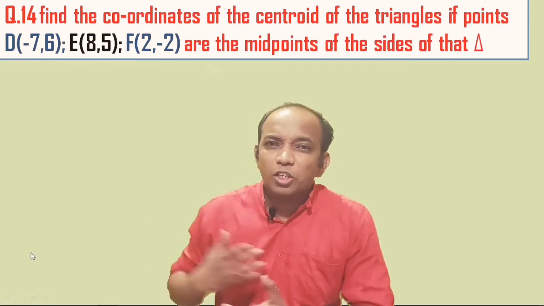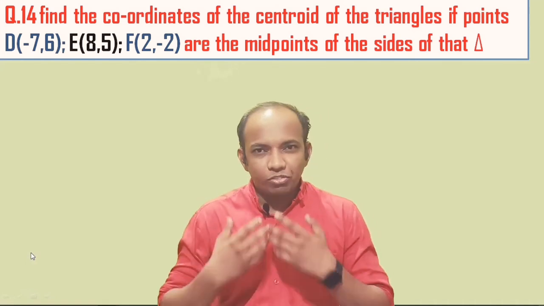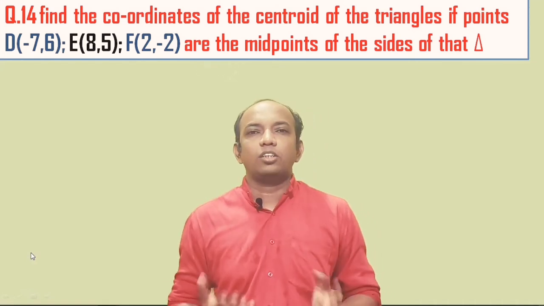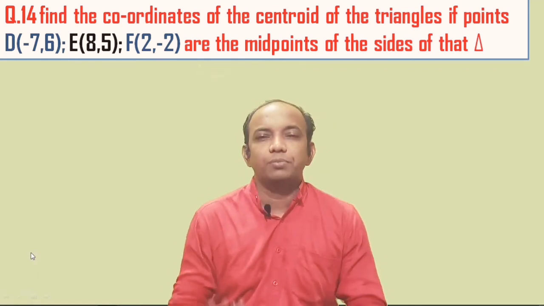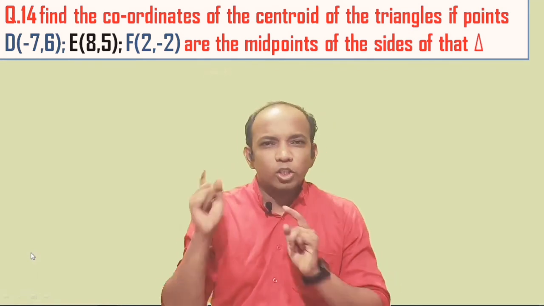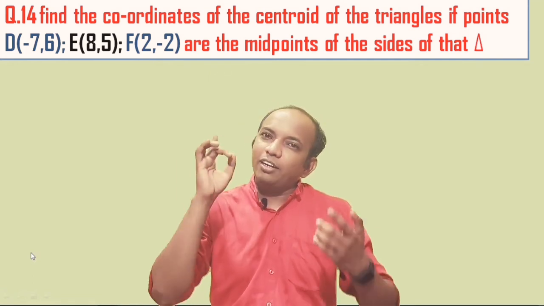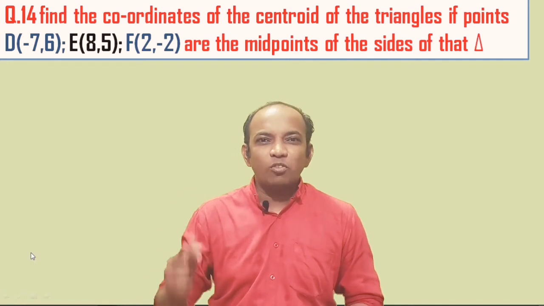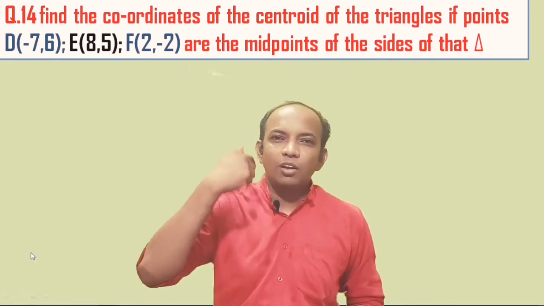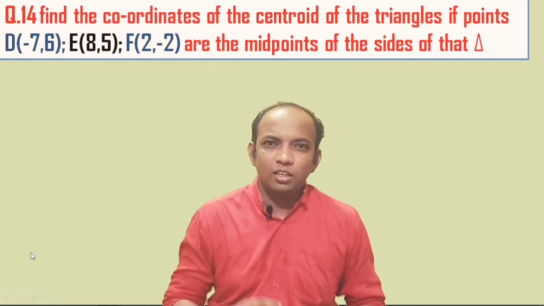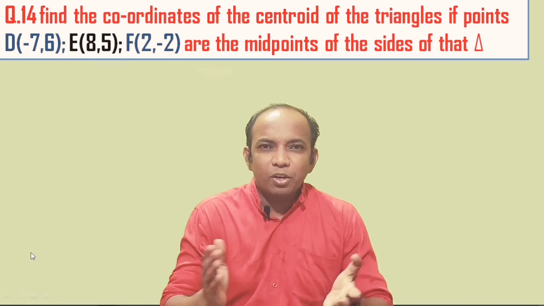Since this is the 14th question on the board, the question says that I need to find the coordinates of the centroid, and the coordinates of the midpoints of every side of the triangle are given to us. What I'm going to do is join those midpoints. That will give us a new triangle, right? And to our surprise, the centroid of this new triangle will be the same as the centroid of the main triangle given to us. For better understanding, let's begin with this diagram.